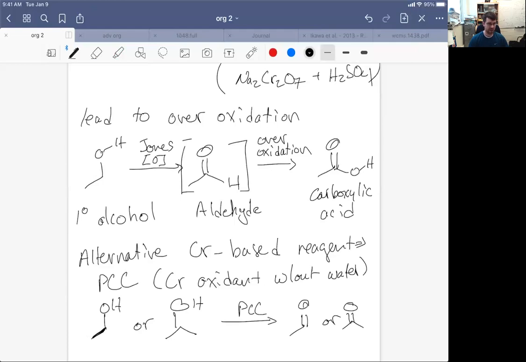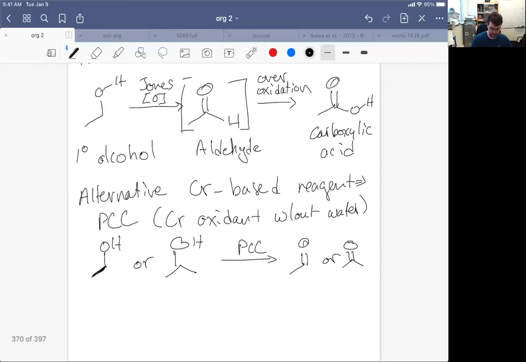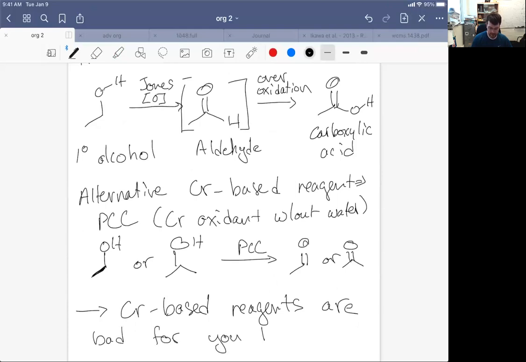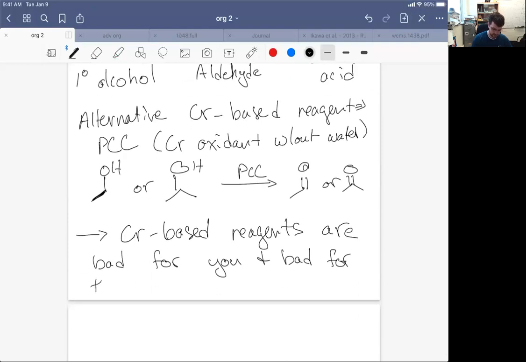Now, here's the issue, though. These things are really bad for the environment. Just oxidations in general are really rough on the environment, really on the universe. It's really hard to do an alcohol oxidation. So instead of these chromium-based reagents, and I'm just going to emphasize that here, chromium-based reagents are bad for you and bad for the environment, like in a big way.